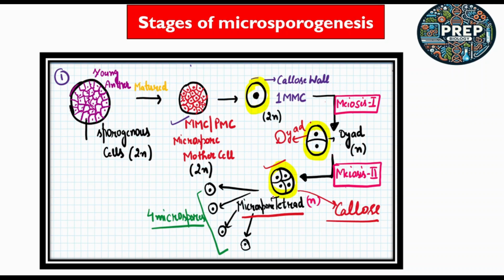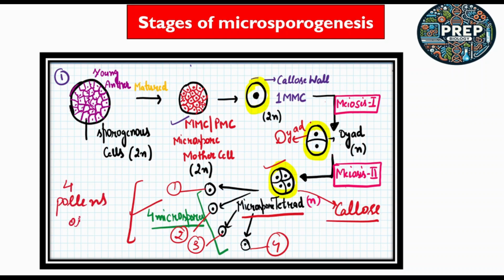Now, microspore tetrads, when they get matured, form 4 microspores. This is 1, this is 2, this is 3 and this is 4. This is also called the 4 pollen or 4 microspores. Okay, I hope these all stages are clear to you all.